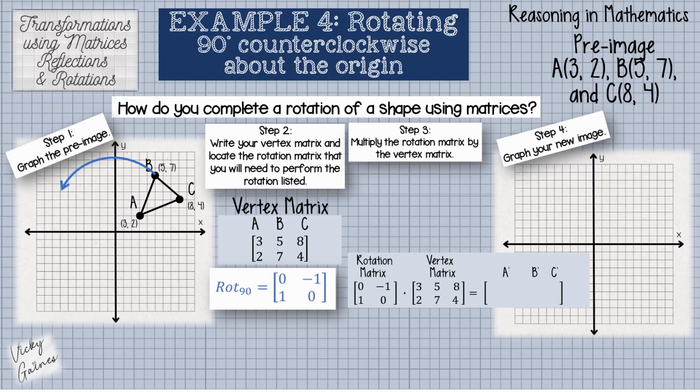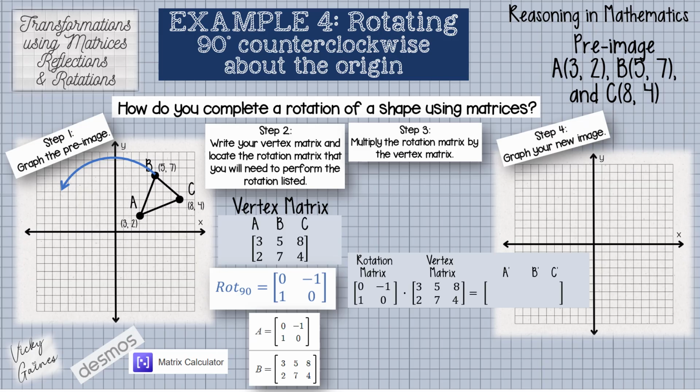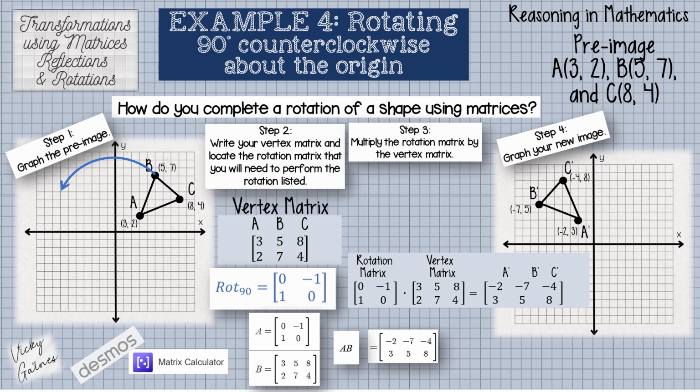And now we need to find out what our image matrix is after a 90 degree counterclockwise rotation. So I'm going to use the Desmos matrix calculator. Put in my rotation matrix and put in my vertex matrix and multiply them. And there we go. So A prime is going to be at negative 2, 3. B prime is going to be at negative 7, 5. And C prime is going to be at negative 4, 8. And there it is after a rotation of 90 degrees counterclockwise about the origin.